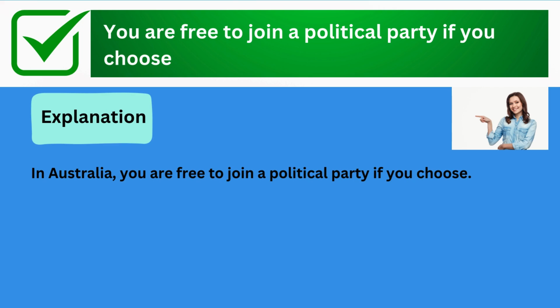The correct answer is you are free to join a political party if you choose. Explanation: in Australia, you are free to join a political party if you choose.